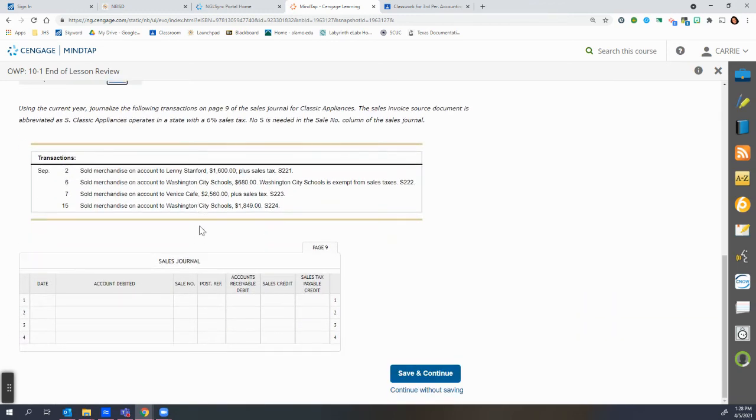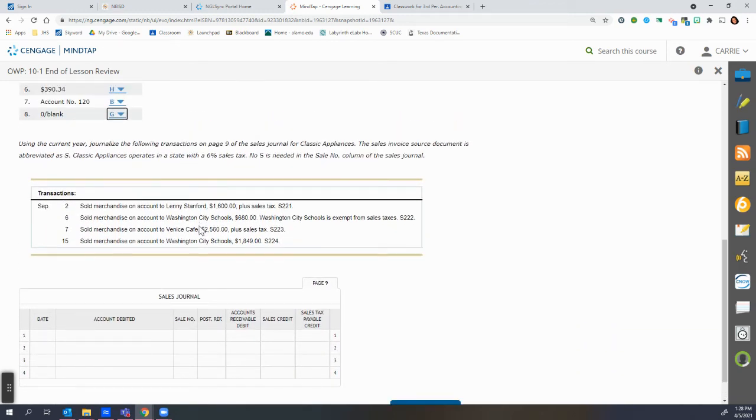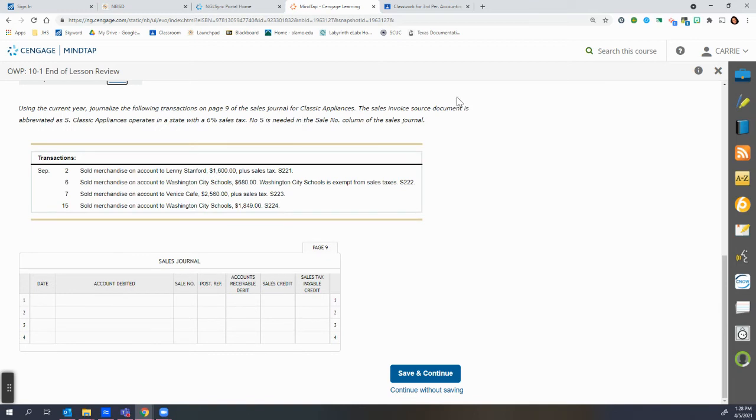And then this is just telling us that we are going to journalize these on page 9. It's a sales invoice source document, abbreviated S, and it's for Classic Appliances, and it's a 6% sales tax, and you're not supposed to put S in front of the sales number. Like no S is needed, so here, there's no S needed. So we're going to start here, and it's going to be September 2.